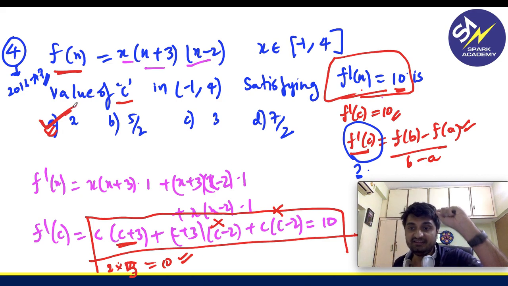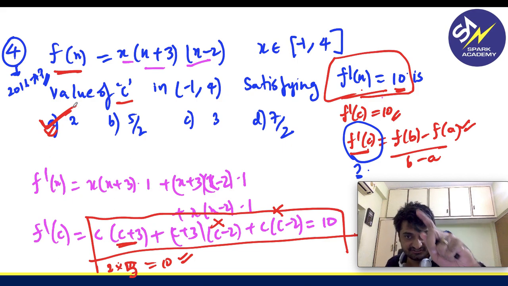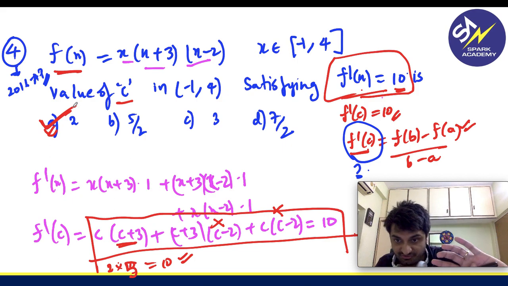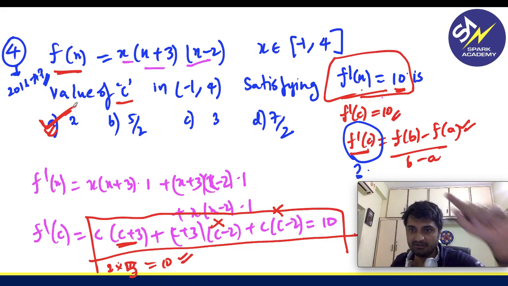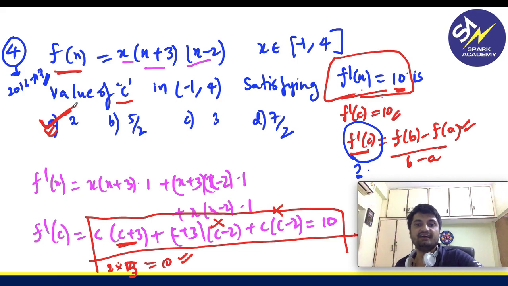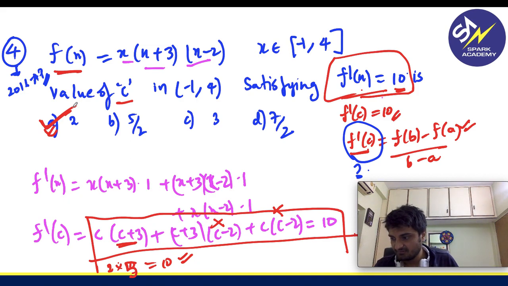Right? So basically this satisfied the Lagrange's theorem. F dash c is not equal to 0. Condition also satisfied for me. So basically I just have to differentiate, put that c value, and then you have to get it. So it's a simple, straightforward question, guys.